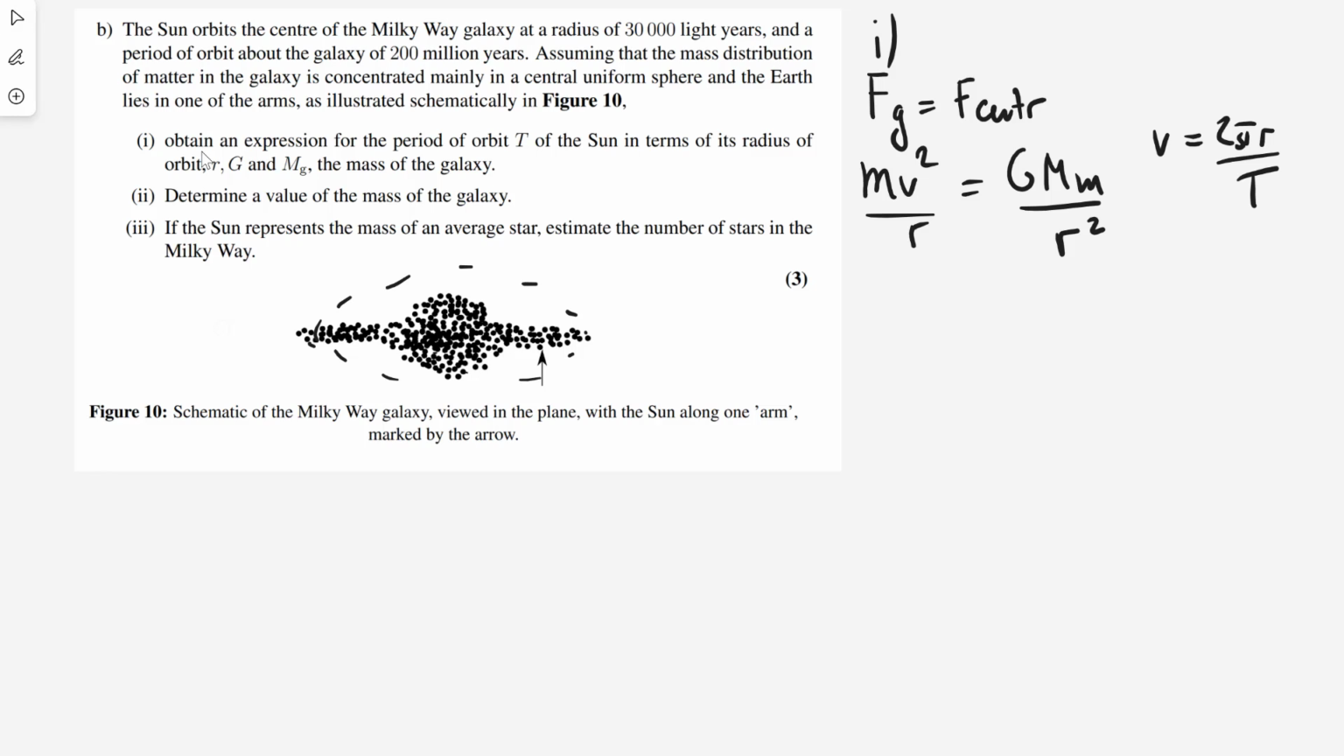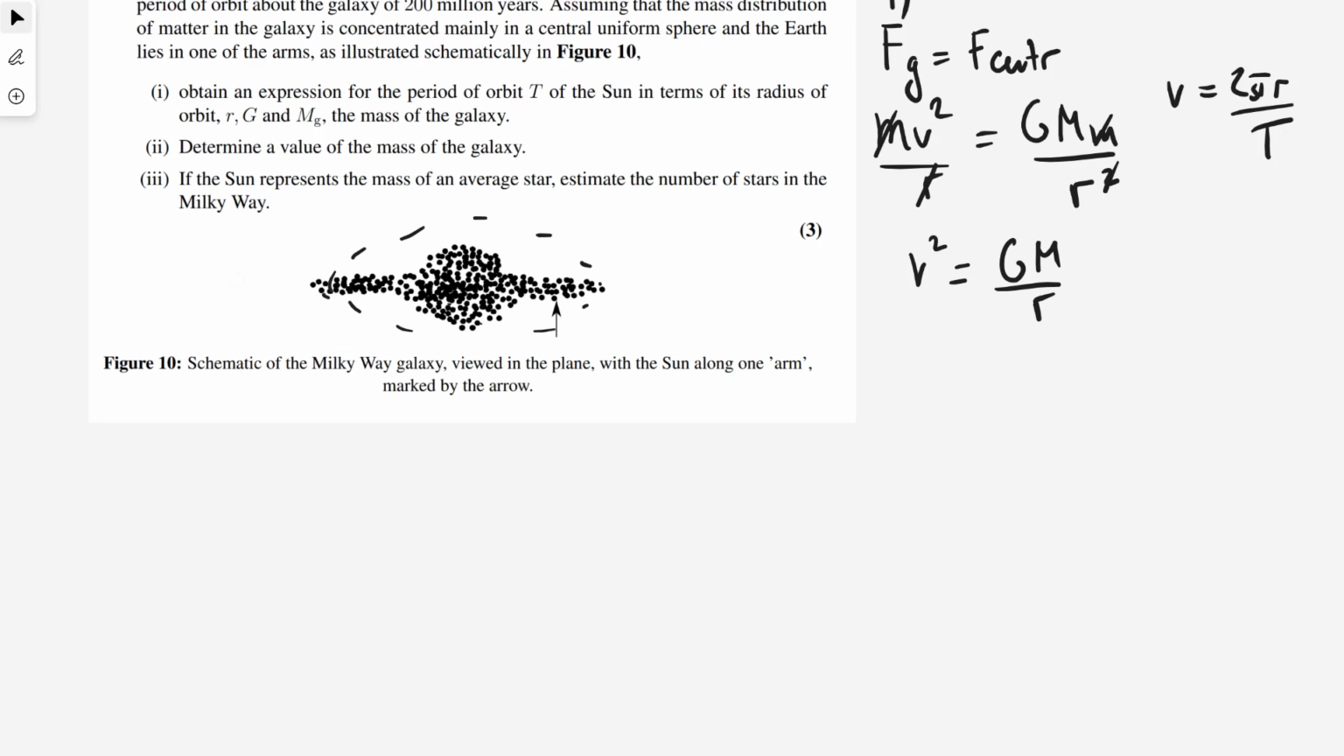Okay, let's do a little bit of math. We're going to cancel out this r. Let's cancel out this mass here as well. And what we're going to get is that v squared is going to equal GM over r. Now let's substitute the fact that v is 2 pi r over T, so therefore v squared will be equal to 4 pi squared r squared divided by T squared, which is equal to GM over r.